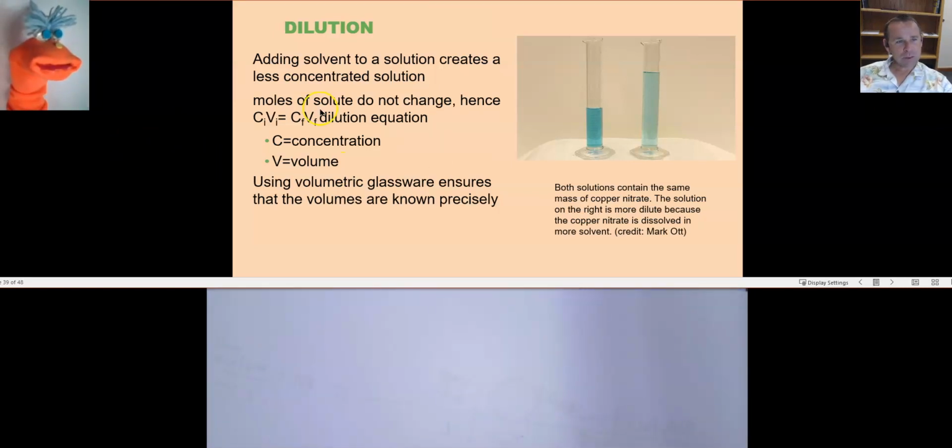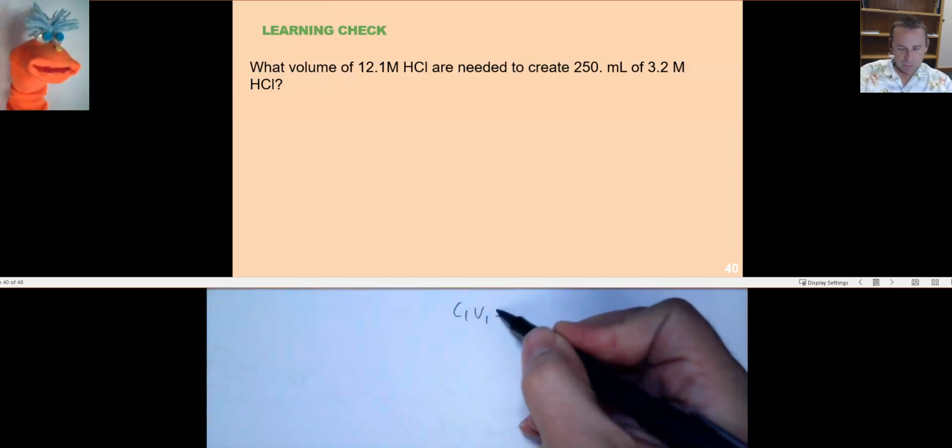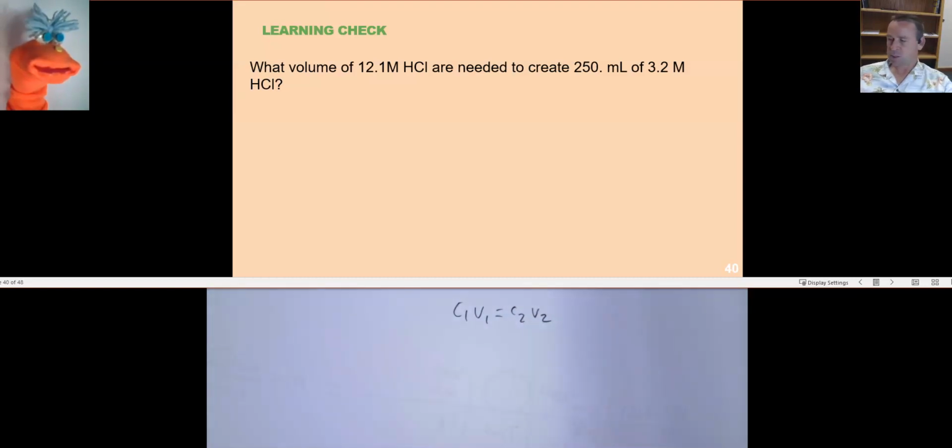Okay? So let's apply this to this scenario. What volume of 12.1 molar HCl is needed to create 250 milliliters of 3.2 molar HCl? So we see that this is a dilution problem because they have a concentrated solution and they're making a dilution of it and trying to find out what volume is needed. So then I remember my C1 V1 equals, and I'm just going to do C2 V2. Sometimes you see it as final, sometimes you see it as 2. It depends on the professor, and I'm flexible. So what's my initial concentration here, Fred? Is that the concentration of the high one, 12.1?